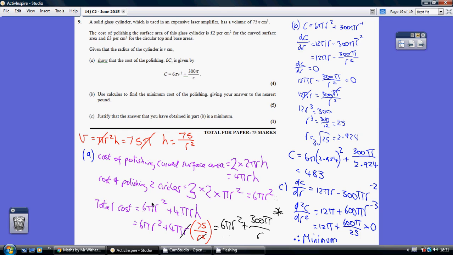So not that easy, and every time you do one of these papers this bit's going to be completely different, so this bit is very hard to practice. This isn't. So make sure you always do the calculus bit first, and then come back to the problem solving if you have time.